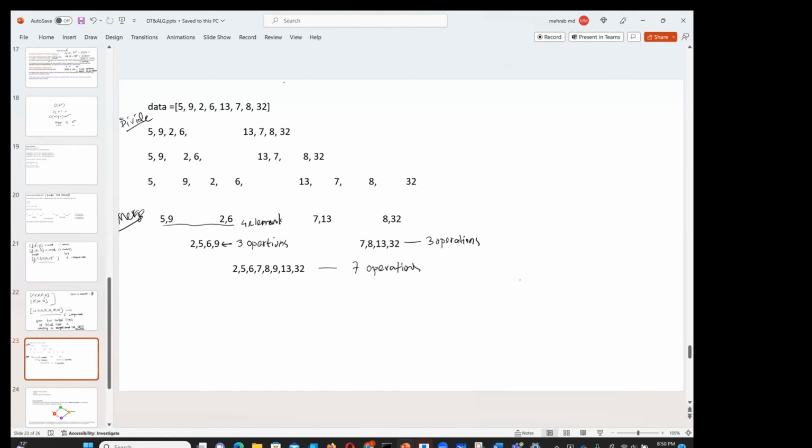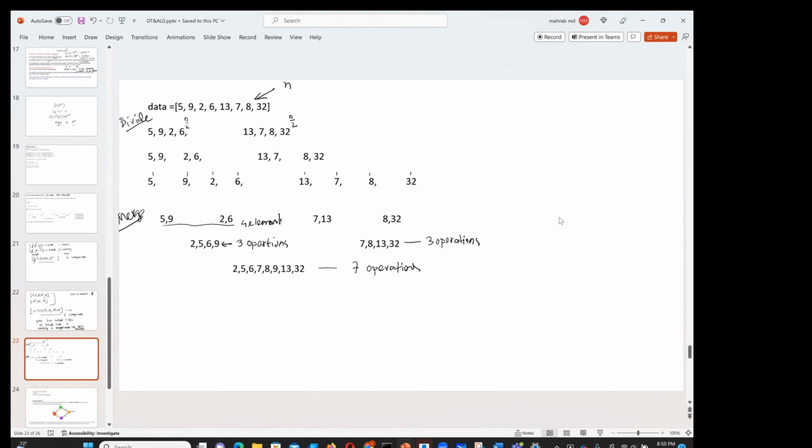Initially, how many elements did we have? N elements, right? Input size was N, right? Then we divided it into lists of N by 2 and N by 2 elements, right? Here, what is the list size? 1, right? Each of these lists is of size 1.